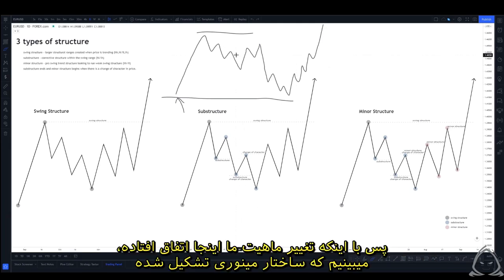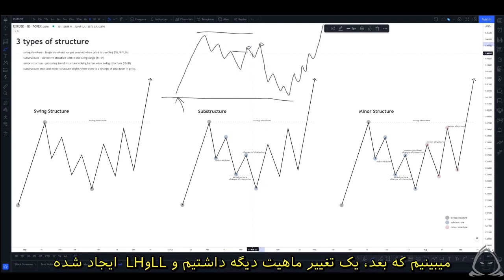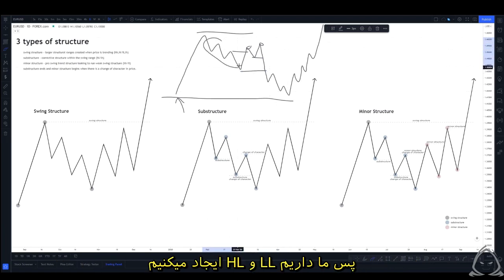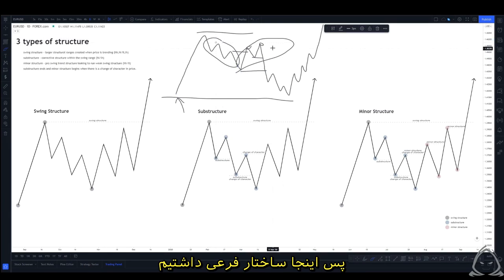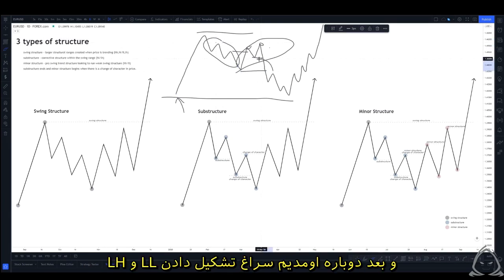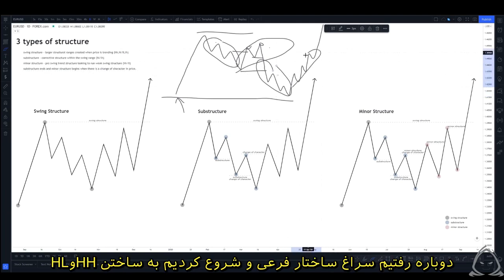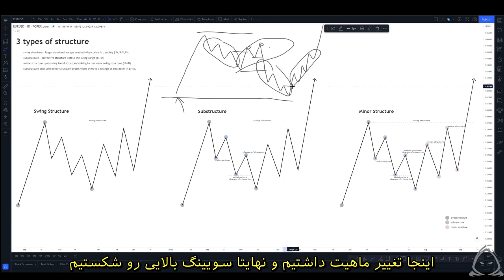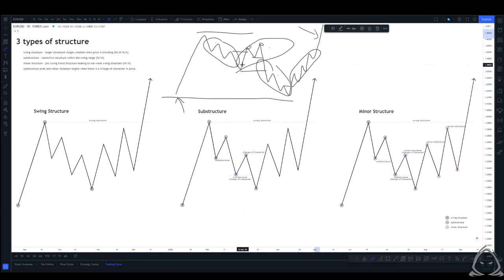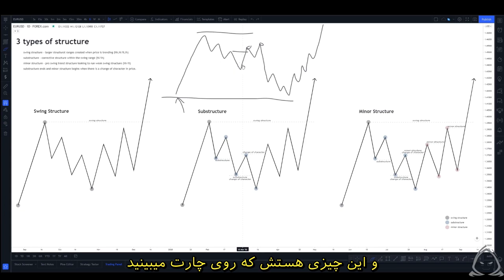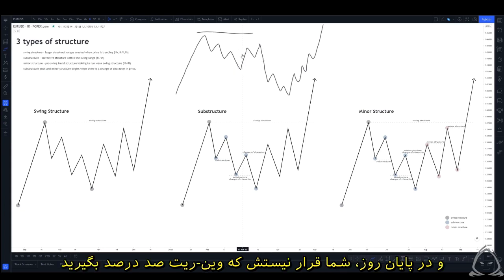So although we had our change of character right here, we're starting to see minor structure playing out. What we can see is then we had another change of character creating lower lows and lower highs. Then we started creating higher highs and higher lows. So we had substructure here, we have minor structure here, and then we switch back creating lower lows and lower highs. So we switch back to substructure, and then we start creating higher highs and higher lows. We get our change of character right here, and then we eventually do break the swing high. And this is something that you will see on the charts, and at the end of the day, you're not going to get it 100% right.